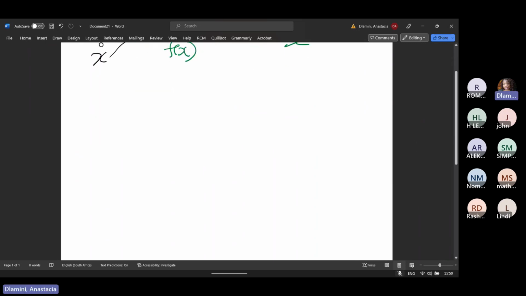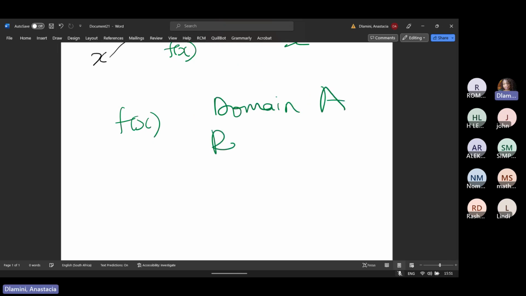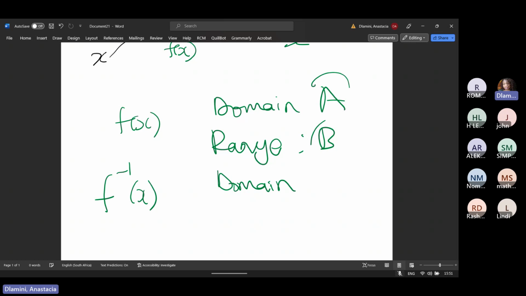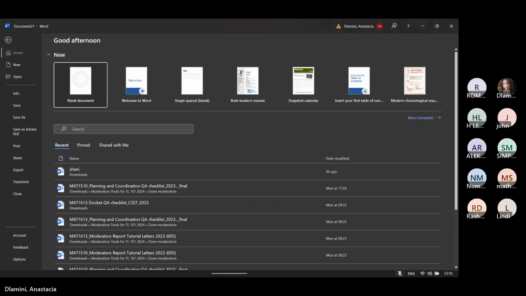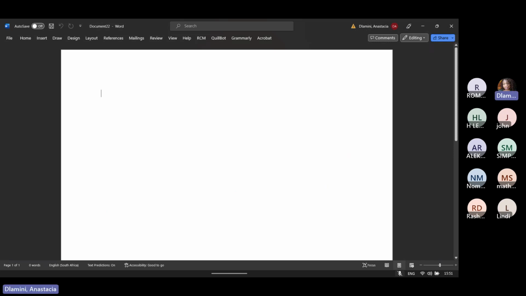So if for f of x the domain was A and the range was B, then for the inverse, the domain will be B and the range will be A. Do you see that? Yes. They just interchange. The domain for f of x becomes the range for the inverse.